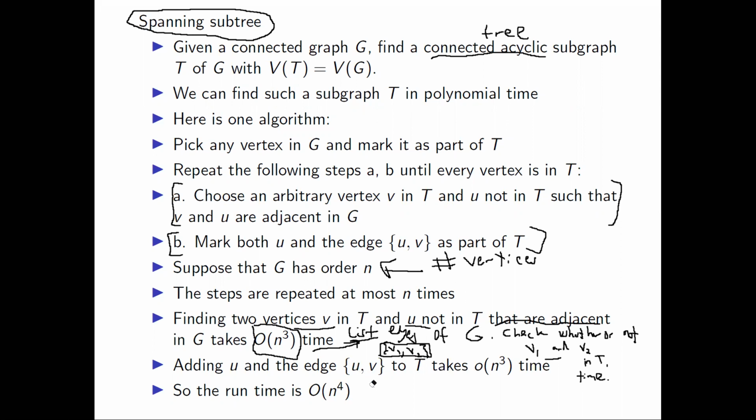So it does not take theta of n cubed time. It takes little o of n cubed time. So strictly smaller than n cubed as n goes to infinity. So the limit of the runtime of that step B over n cubed goes to 0 as n goes to infinity. So the point is that step B is negligible compared to step A.